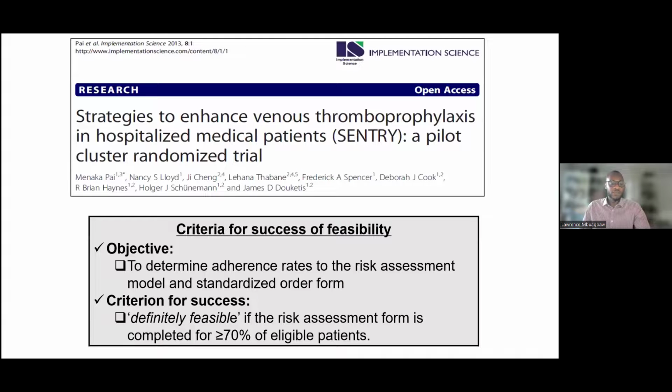Here's an example of a study on strategies to enhance venous thromboprophylaxis in hospitalized patients. The main objective was to determine the adherence rate to the risk assessment model. A larger study will be considered feasible if the risk assessment form is completed in greater than 70% of eligible patients, right? So if you do it this way, it is clear what your target is, and it is clear how your results will be interpreted when you have them.